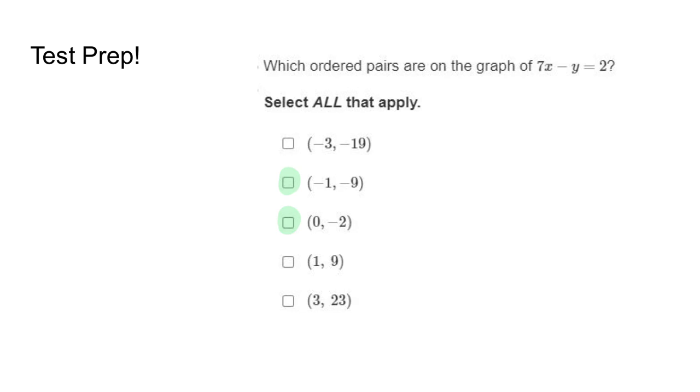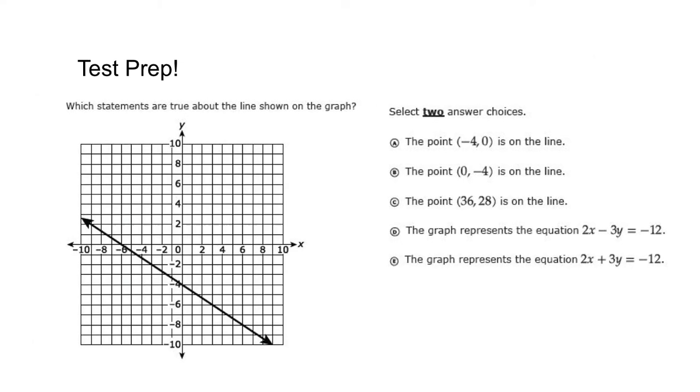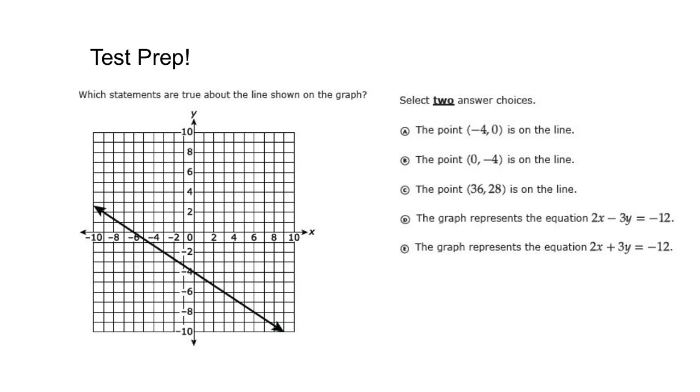And then our last question. This one asks us to tell which of these statements are true about this line, and you had to choose 2 answer choices that were correct. So you notice the top 3 are just points. We might be able to look at our graph and tell whether it's going to go through those points or not. The bottom 2 are equations. Easiest way to look at those 2 and tell which one it is, just go to Desmos and graph each one of them and see which one works out to be correct.